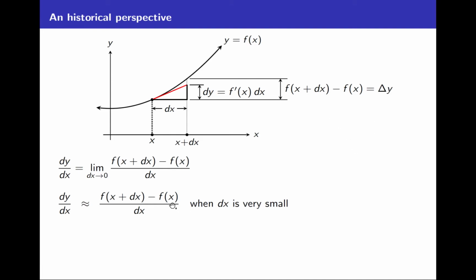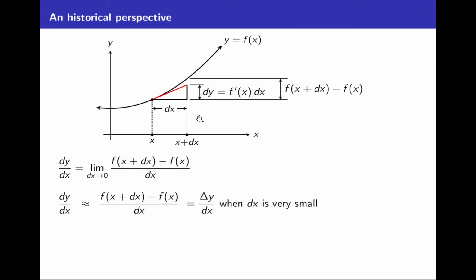So the numerator of this fraction, we're now calling delta y. So let me update that. I'll just make this fraction delta y over dx. So we have dy over dx is approximately equal to delta y over dx when dx is very small. That's what this limit is saying.